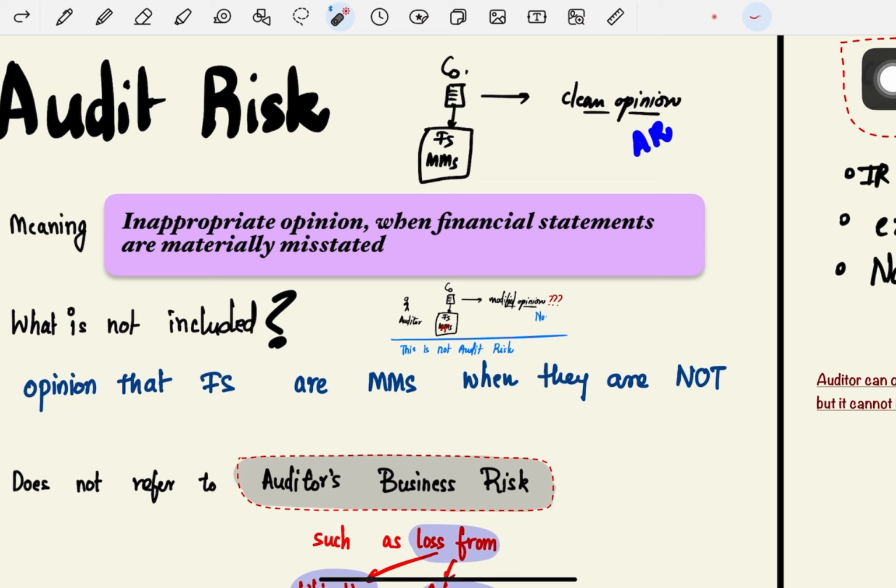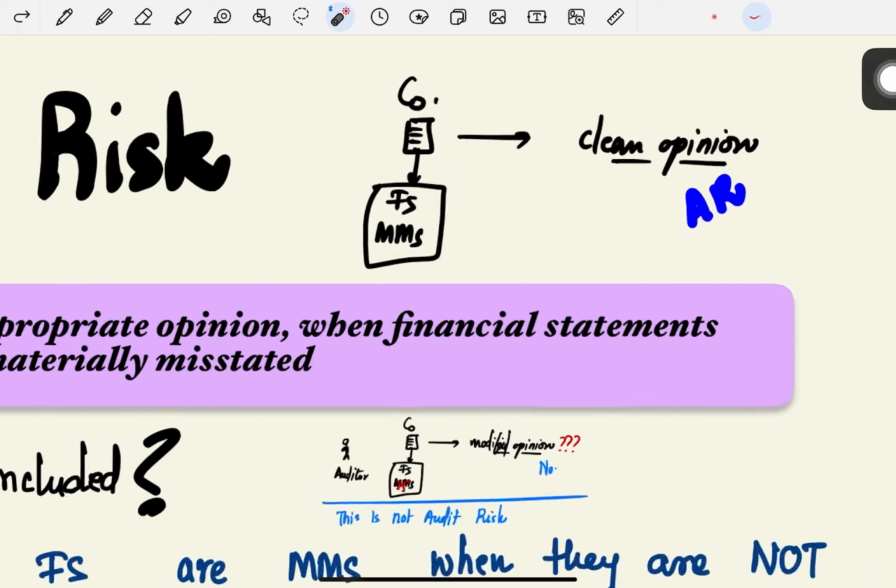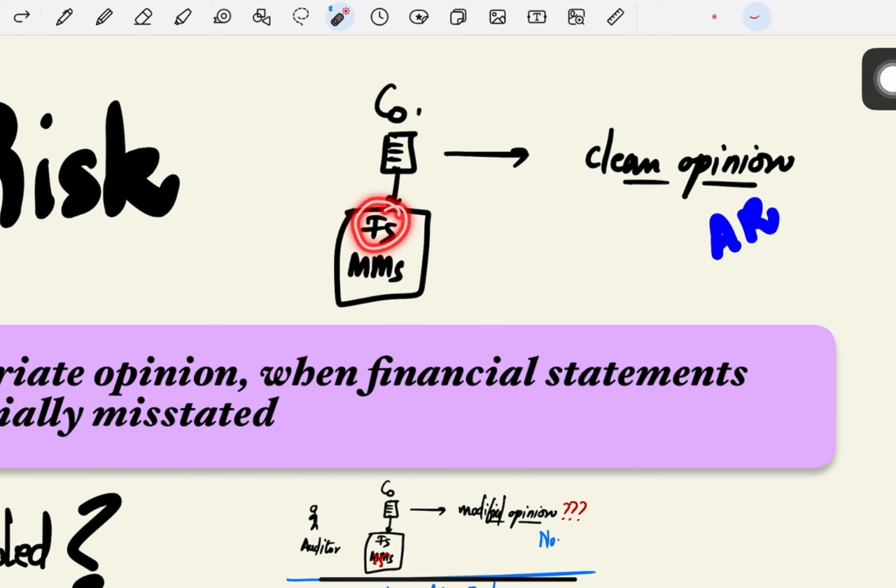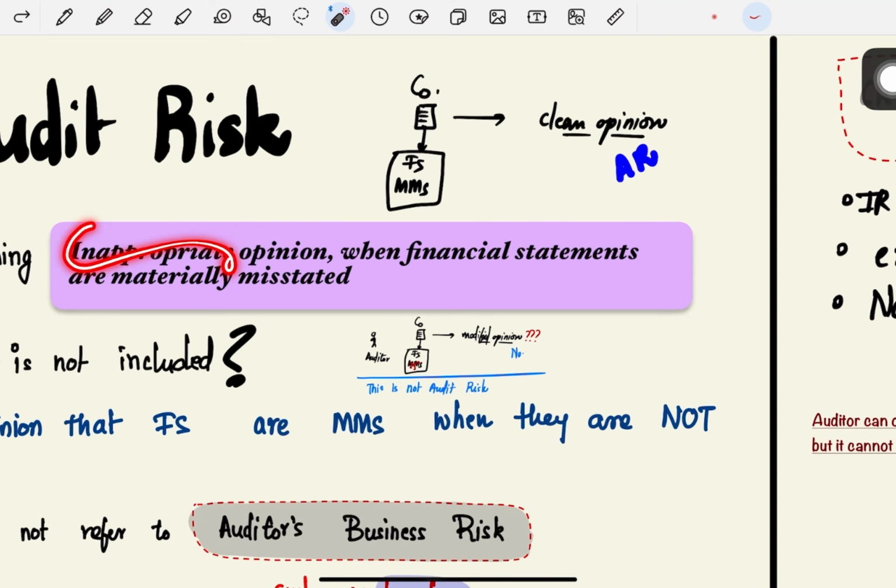So let's start. Audit risk means the risk that the auditor expresses an inappropriate opinion when the financial statements are materially misstated. So when the company's financial statements are materially misstated and the auditor is giving a clean opinion, when the auditor should give a modified opinion, it means that he is giving an inappropriate opinion. So this is audit risk.